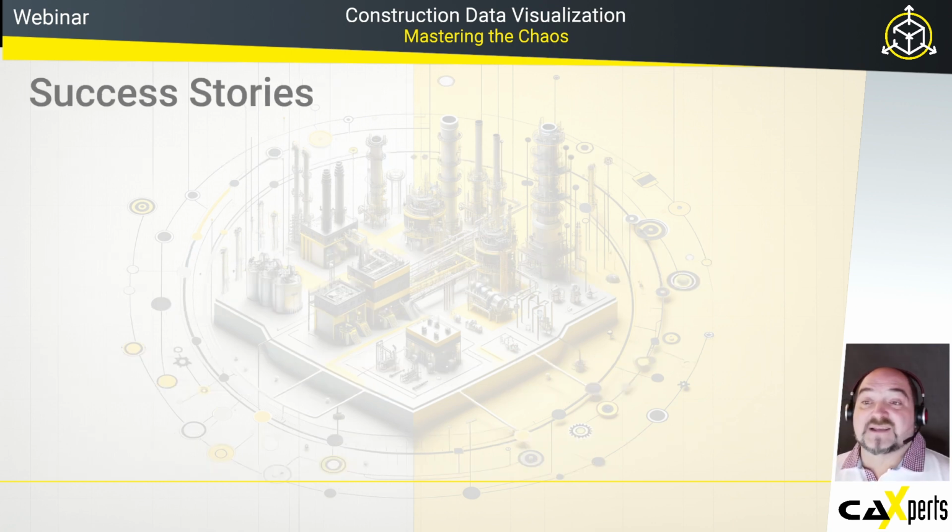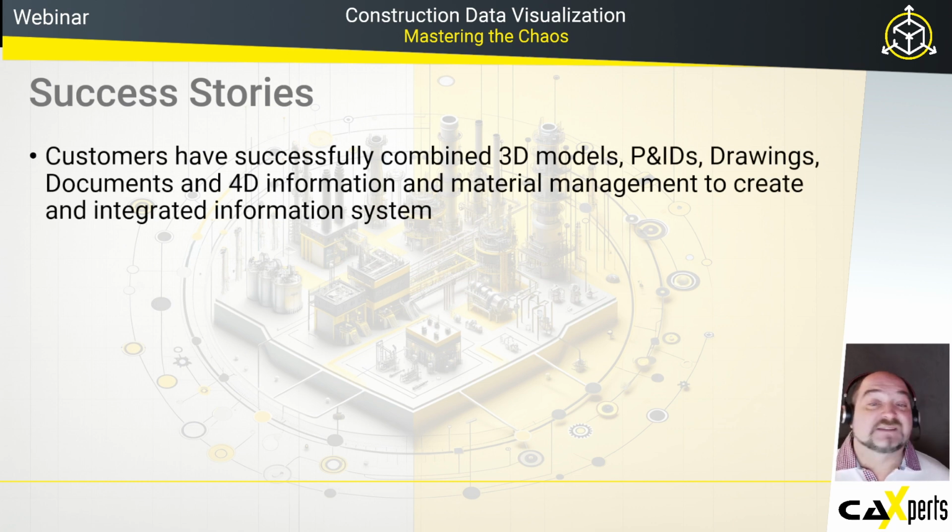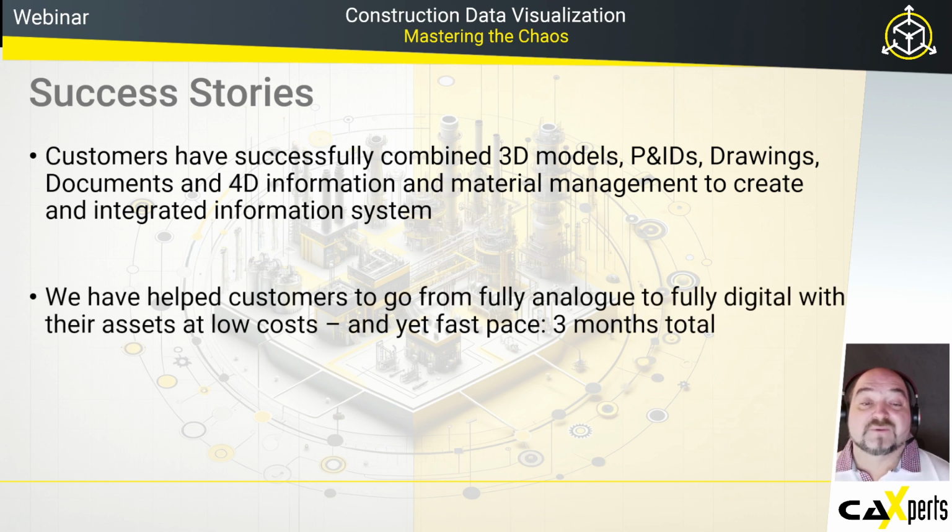So what are the success stories here? Well, our customers have successfully combined 3D models, P&IDs, drawings, isometrics, documents, 4D information, material management information, maintenance databases, and anything to create an integrated information system. Because eventually this is what a digital twin is, an integrated live information system. And we have helped customers to go from fully analog to fully digital with their assets at low costs and yet fast pace. So in this case, it was 3 months total from kickoff to delivery.